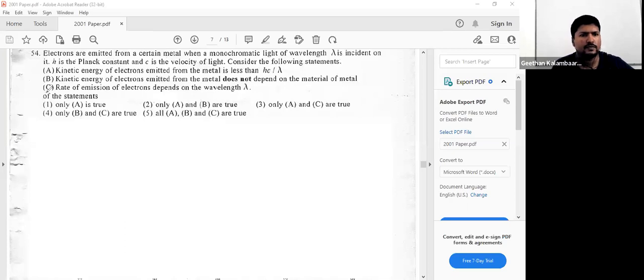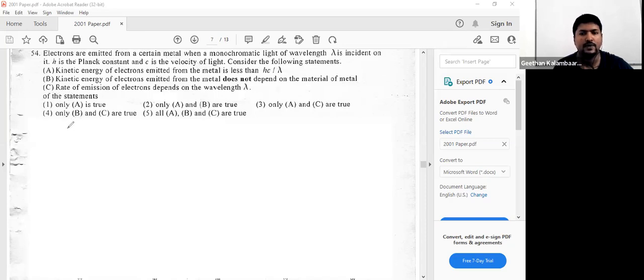Question number 54 is about the photoelectric effect. It's from matter and radiation, photoelectric effect. Let's say electrons are emitted from a certain metal when monochromatic light of wavelength lambda is incident on it. h is the Planck constant and c is the velocity of light. Consider the following statement: the kinetic energy of electrons emitted from the metal is less than hc over lambda. So we have to see the correctness of this.